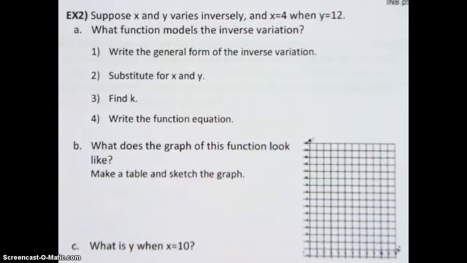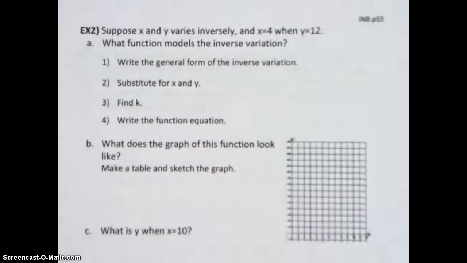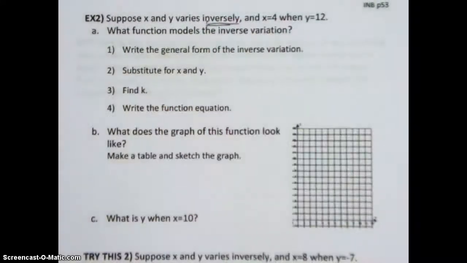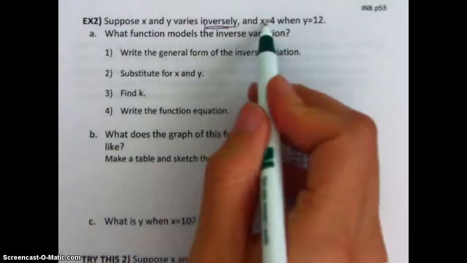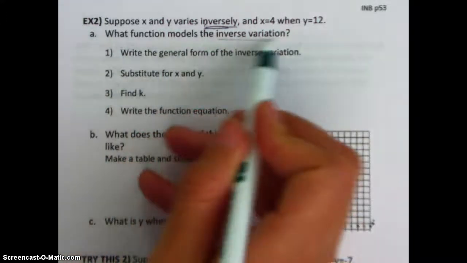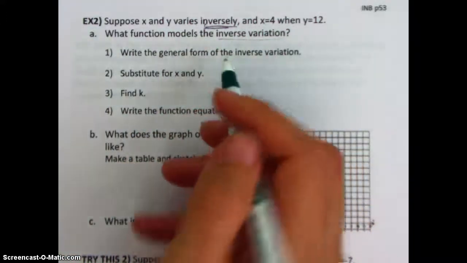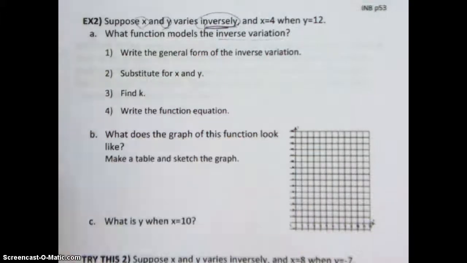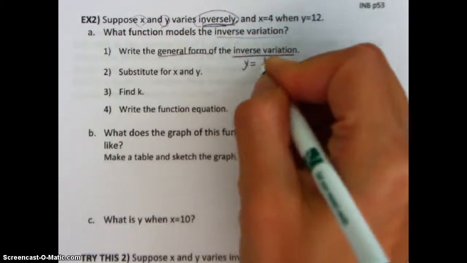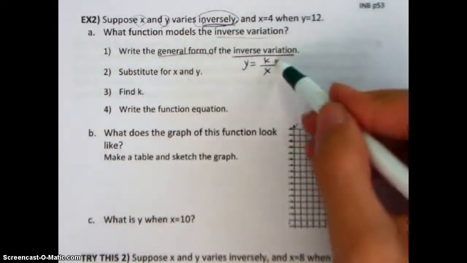Okay, let's move on to the second example. Suppose that x and y vary inversely, and x is 4 when y is 12. What function models the inverse variation? So to begin with, we know that x and y vary inversely. We don't know how much or anything, but we know they vary inversely. So write the general form of the inverse variation. The general form of the inverse variation is y is equal to k over x. We don't know what k is yet.